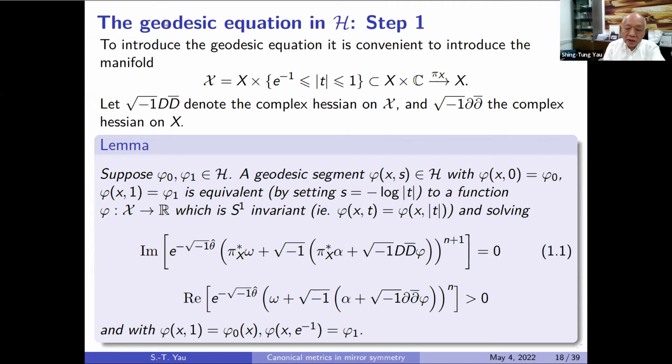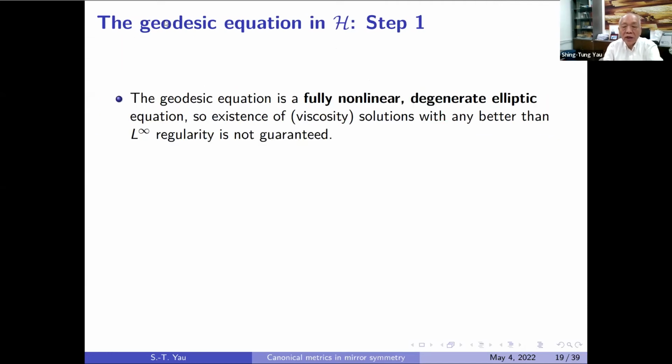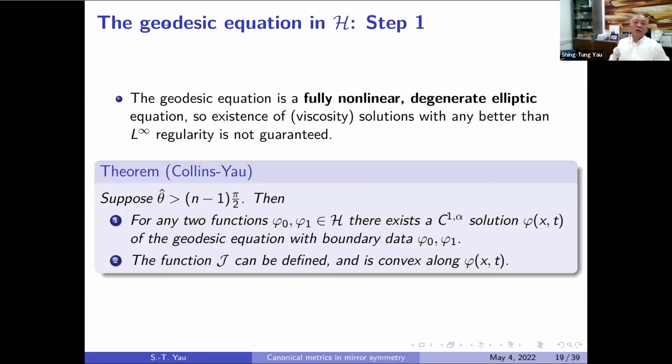Now this is a nice equation, but it is degenerate. A fully nonlinear degenerate elliptic equation. So existence of a viscosity solution with any better than L infinity regularity is not guaranteed, because it's degenerate. And so this takes a great deal of work, largely due to Tristan. So for theta hat bigger than (n minus 1) pi over 2, then for any two functions phi naught and phi 1, there exists a C1 alpha solution of this geodesic equation, with boundary data phi naught and phi 1. And the functional we just defined is convex along this geodesic.